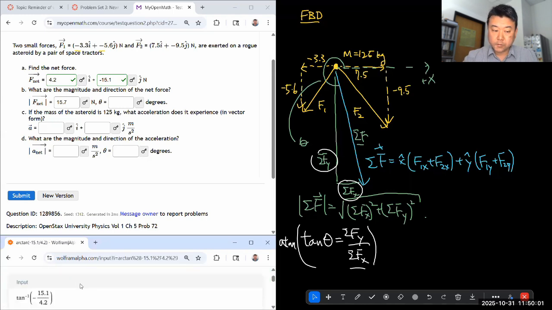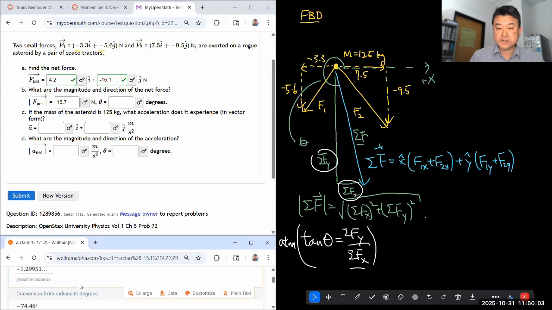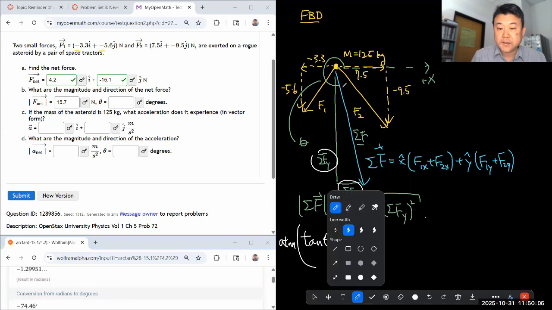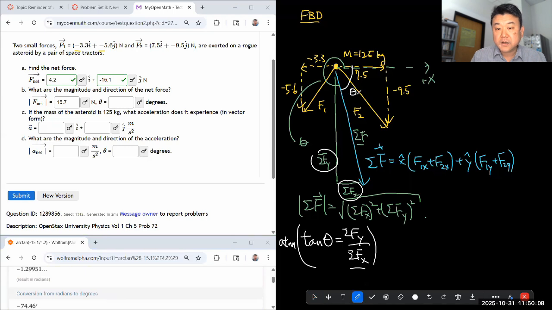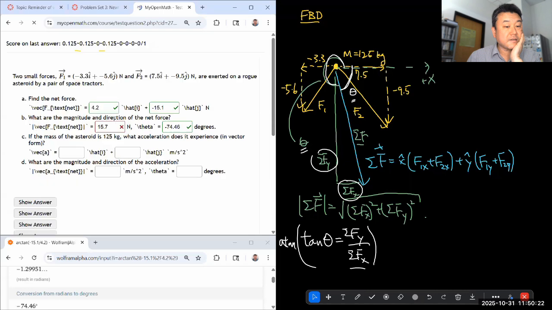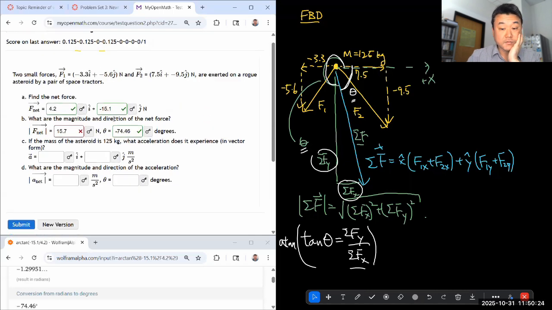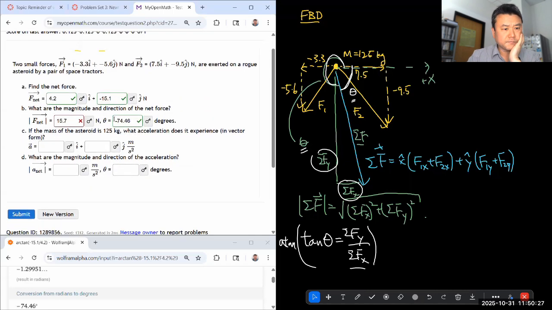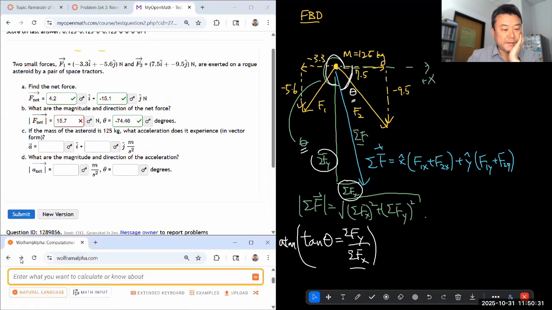And I don't know if the question is looking for a negative answer, because this calculation is basically giving me this angle here. You could make an argument that this angle is the same angle here, just expressed differently. But if you answer minus 74.46, I think it's going to say it's wrong. Or never mind, it says it's right. But it says that's wrong. Okay. Let me see.